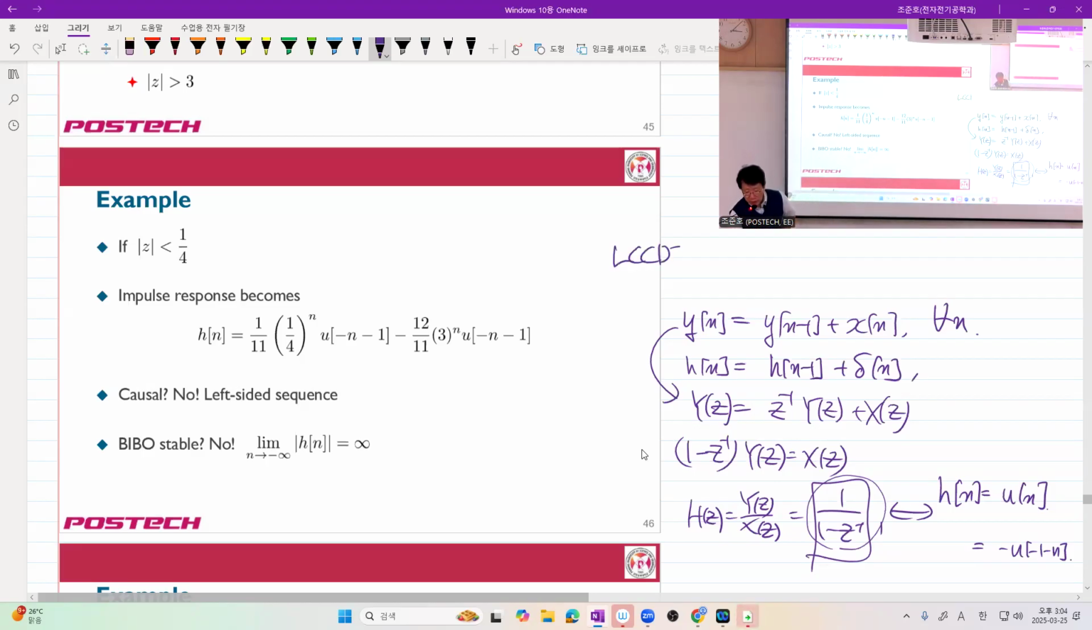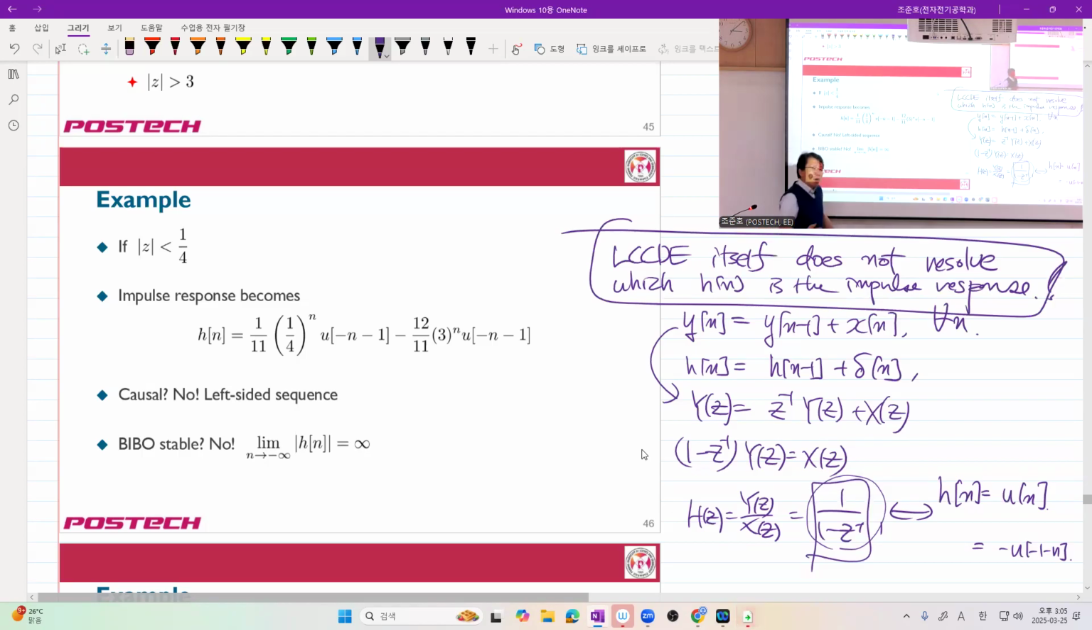So what I'm saying is that LCCDE itself does not resolve which h[n] is the impulse response. So you remember this one. But why do we love linear constant coefficient difference equations? To build real world LTI systems. And in the real world, we have causality. So sometimes when we use LCCDE, differential or difference, we just assume causality. That's why, in most cases, we don't have confusion about which one is the actual impulse response. Got it? So be careful.